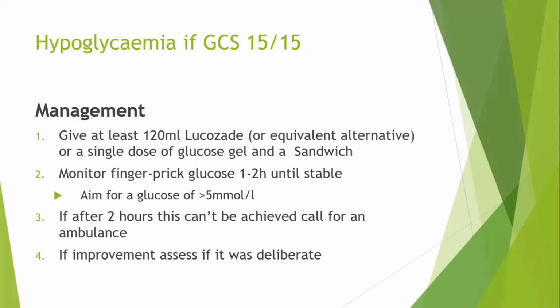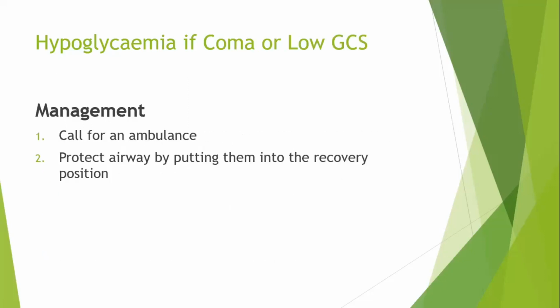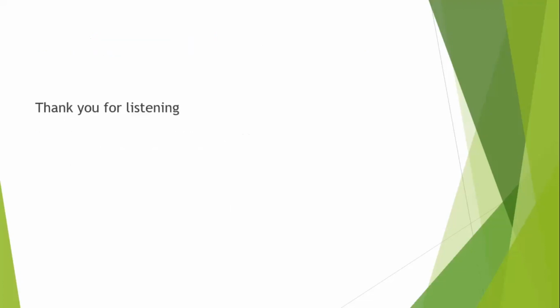If there isn't an improvement in the patient's state, then you need to assess if this was deliberate or if it was an accident. Because if it was deliberate, then you need to get a psych consult and do safeguarding for that patient, because if they go home or if they're by themselves, they might try to do it again. If they're in a coma or if they've got a low GCS, you call the ambulance, protect their airway just in case they vomit by putting them in the recovery position, and wait for the ambulance to come. Thanks for listening.